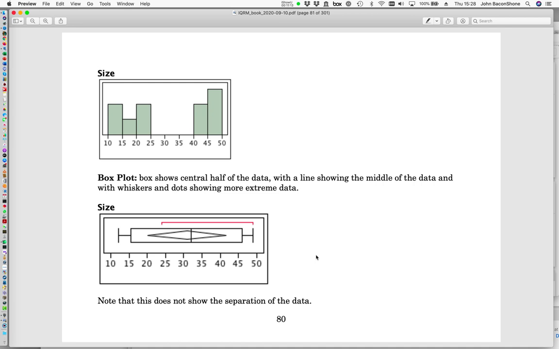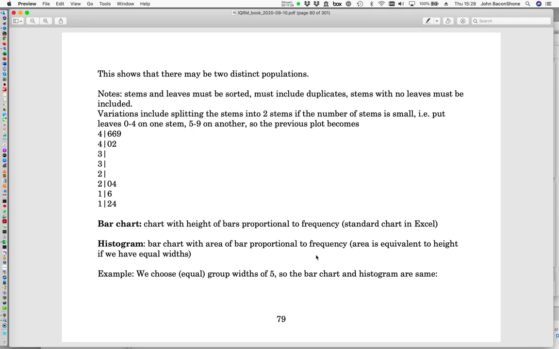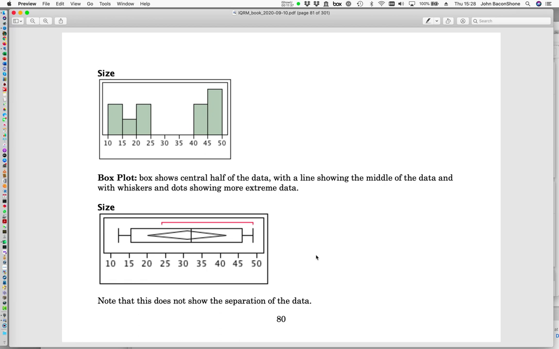Now this box plot looks very odd because the central box is very wide. It's almost as wide as the full range of the data. Why is that? That's because we have this big gap in the middle of our data set that we can see in the stem and leaf plot. So the box plot in some ways doesn't represent this data set very well, in that we can't see the gap in the middle of the data, which we can see in the stem and leaf plot or in the bar chart or the histogram.